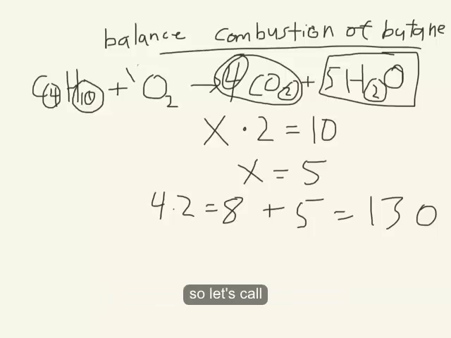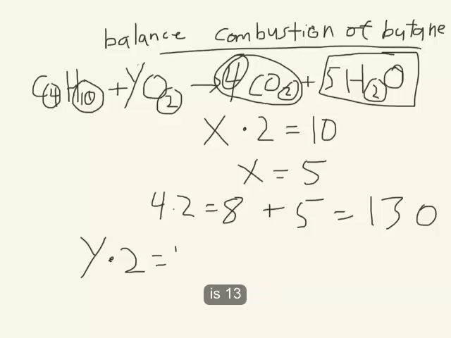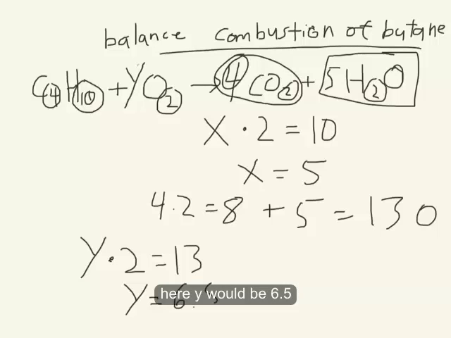So let's call our coefficient here, let's make it y. So we know that y O2s times 2 O's per O2 is 13. And here y would be 6.5.